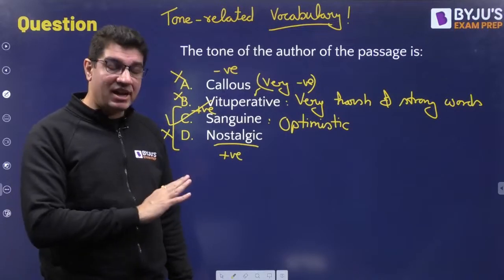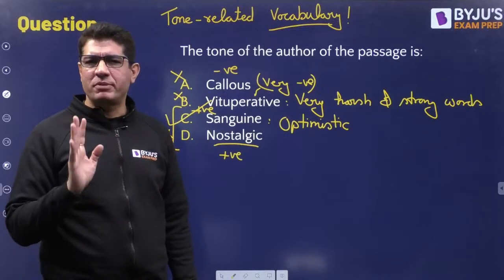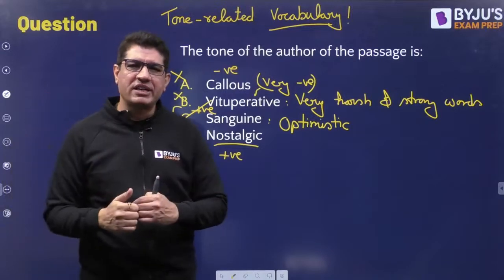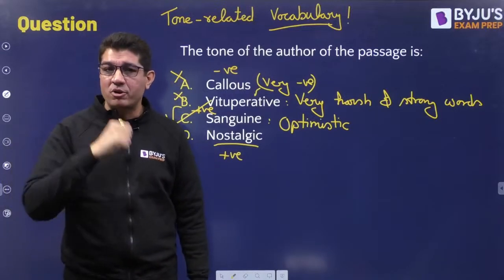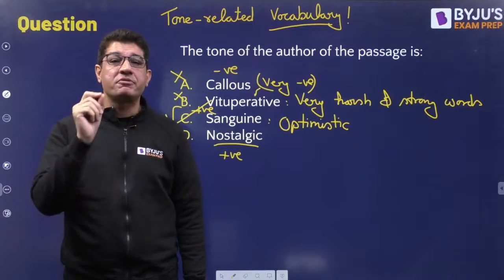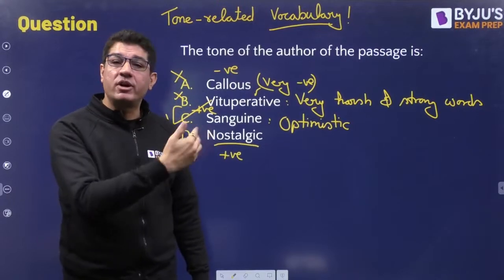So that is how we approach tone-based questions. So once again, let's do a quick recap. Tone is the emotions or attitude of the author. How do we figure it out? We figure it out by the author's word choice.